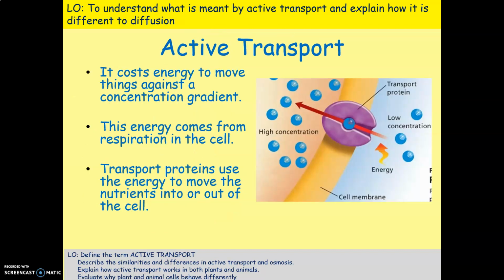Okay, excellent. So, in summary, active transport requires energy, and active transport is against a concentration gradient. So the particles move against a concentration gradient from low to high concentration, and energy is required. This energy comes from respiration in the cell. So transport proteins or carrier proteins use the energy to move the nutrients into and out of the cell. Just in summary.